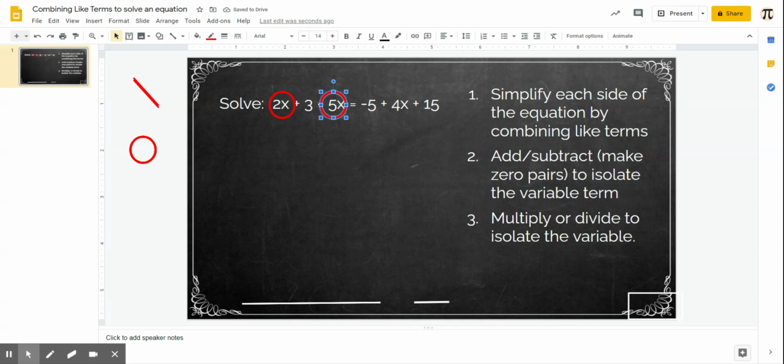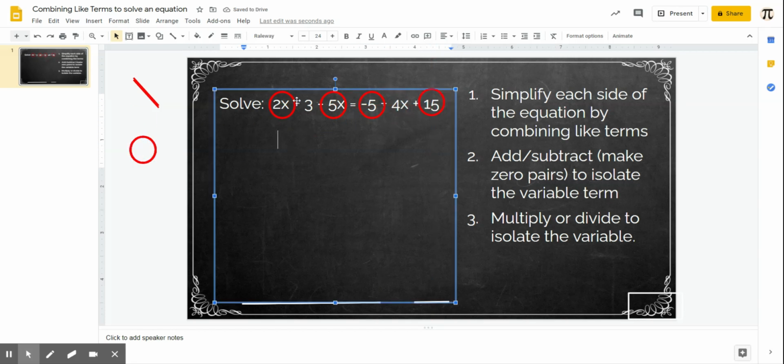On the other side of the equation, I have a negative 5 and a 15, and those are like terms. So we're going to circle those. When I combine them, 2x and a negative 5x make a negative 3x. I have my plus 3 equal to negative 5 plus 15, which is positive 10, and my 4x stays. Now it looks just like the equations that you used yesterday.